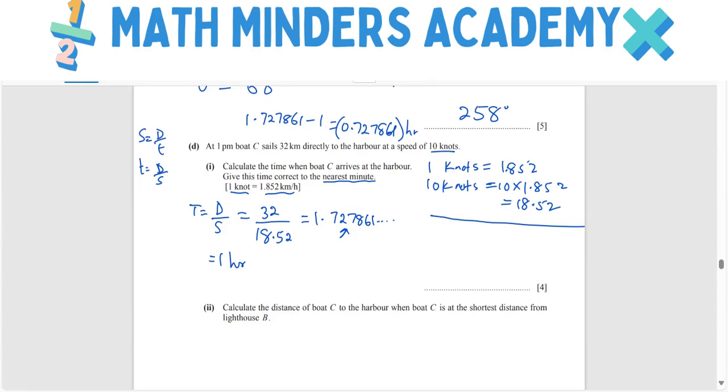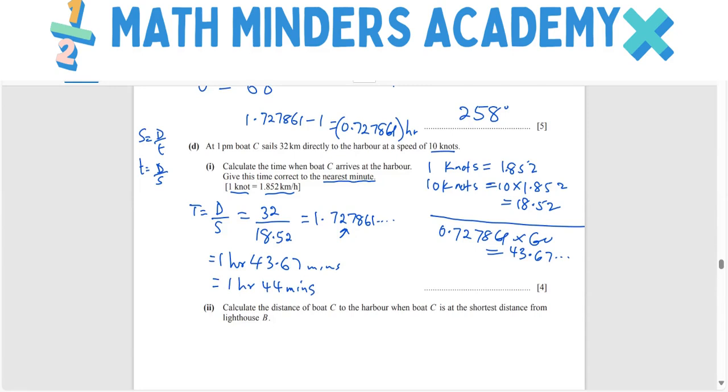If you multiply 0.727861 hour by 60, that gives us 43.67 and so on. So this is 1 hour 43.67 minutes. So this is like 1 hour 44 minutes.